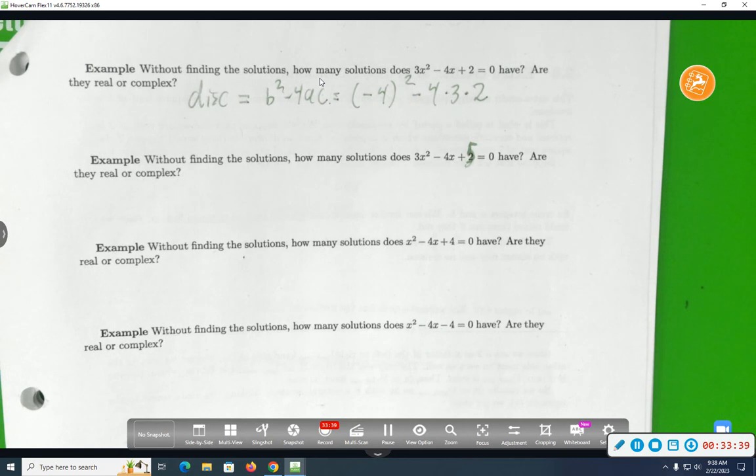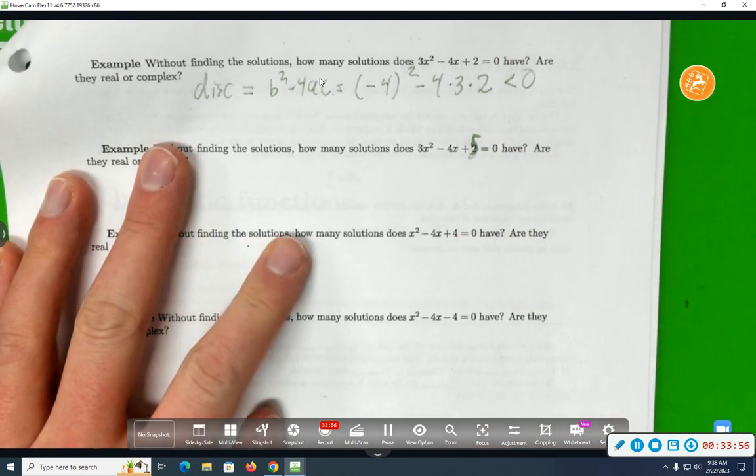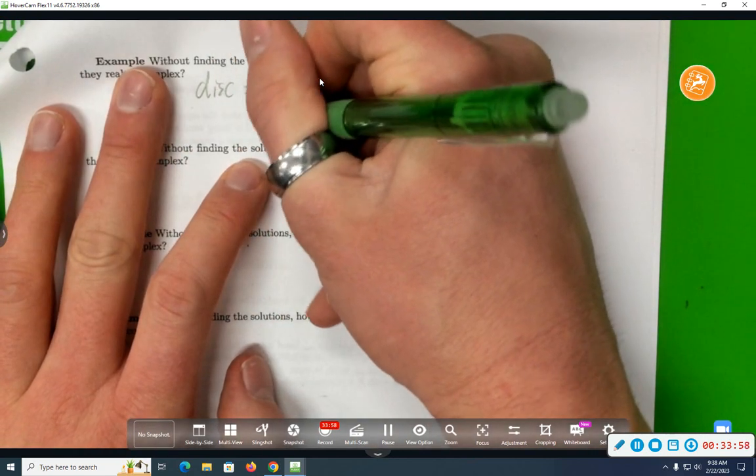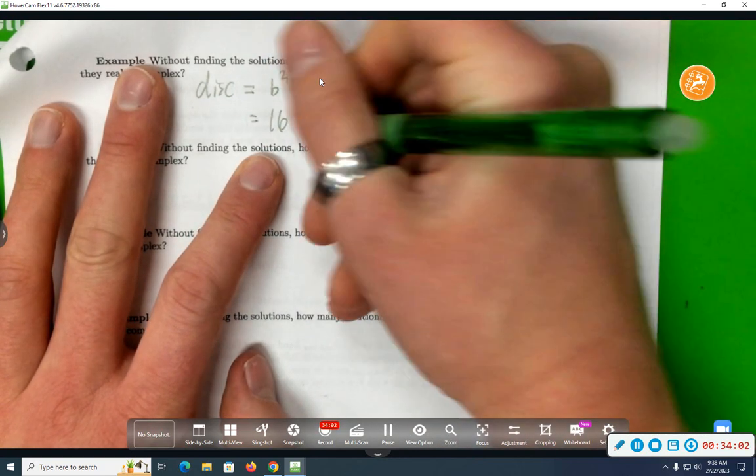Because there's the subtraction sign, and I guess 4 times 3 times 2 should be like 4 times 6. So you can shortcut some computations. Get that this will be less than 0. You can also just compute it. It's not that much work. 16 minus 4 times 3 is 12 times 2 is 24.